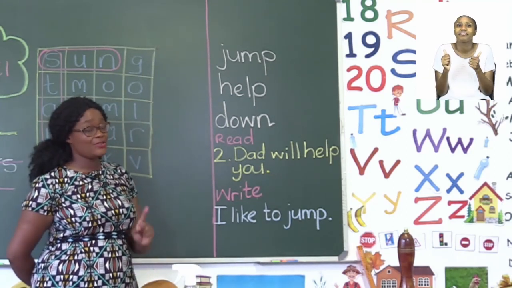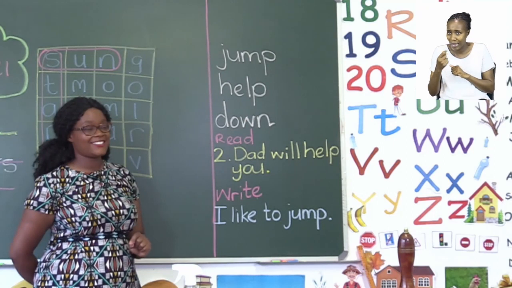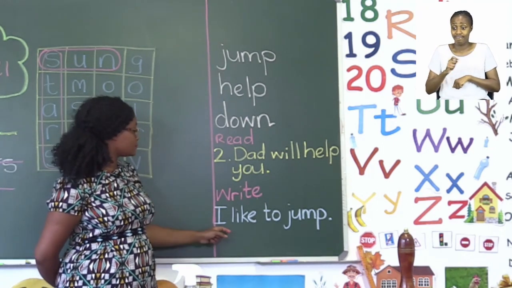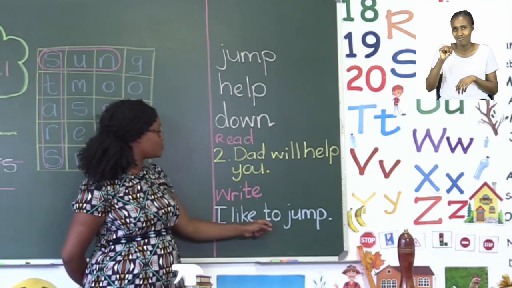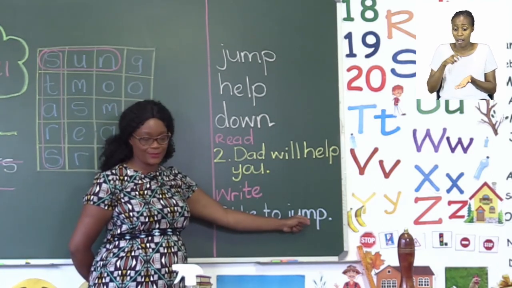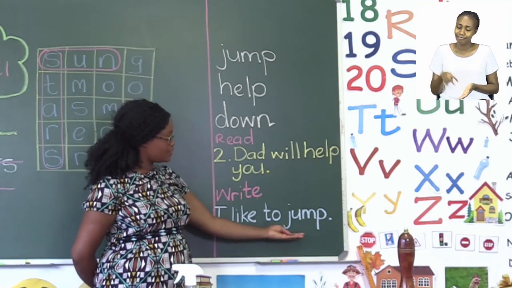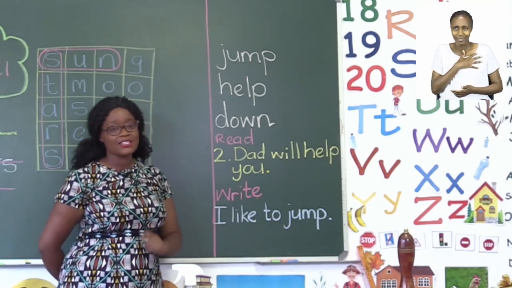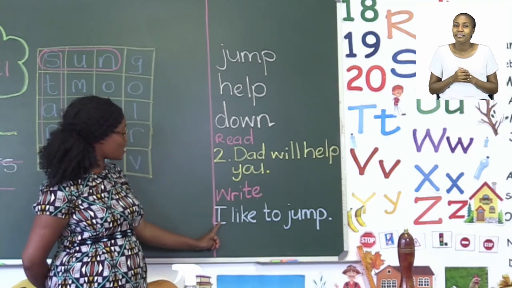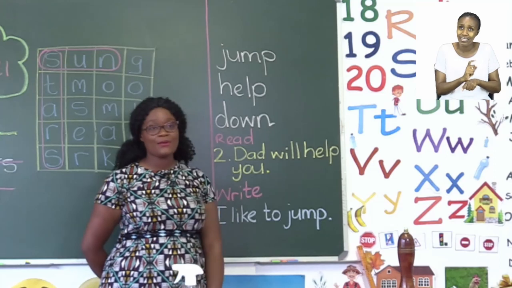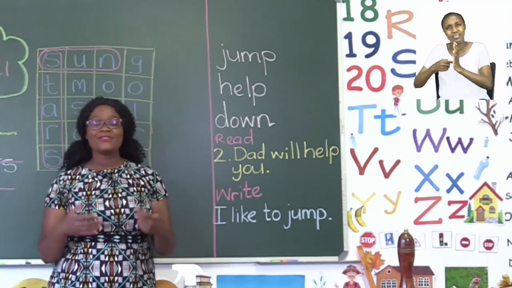Then after that, you need to write your own sentences. Here is the one I made with the word jump. I like to jump. Now don't forget, when you're making your sentences, to start with a capital letter at the beginning and end your sentence with a full stop. Have fun, boys and girls.